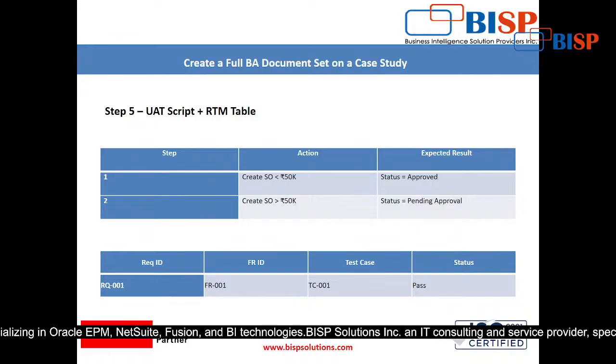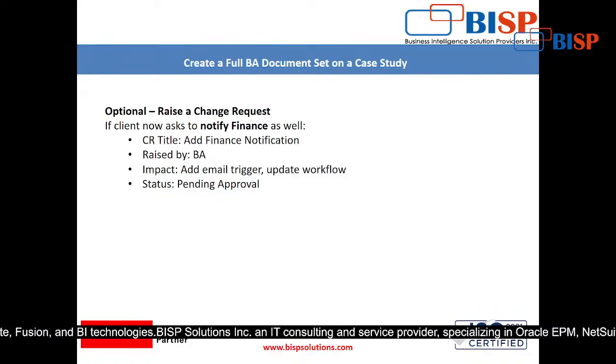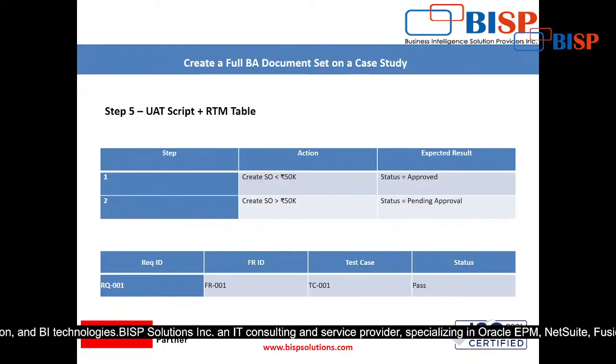And another is: create a sales order greater than 50,000 and the status should be pending approval. Now in this, there are two things: one is the unit test case and the other is the unit test script. In our UAT session we have discussed both. I am just giving you the overview.